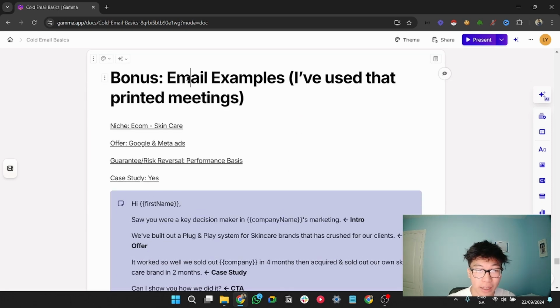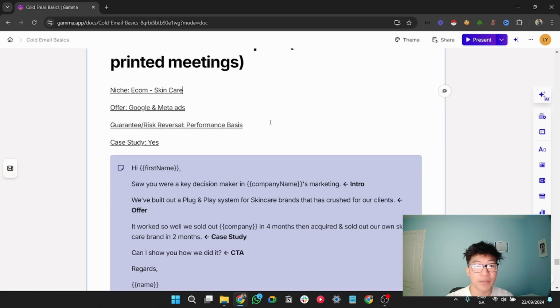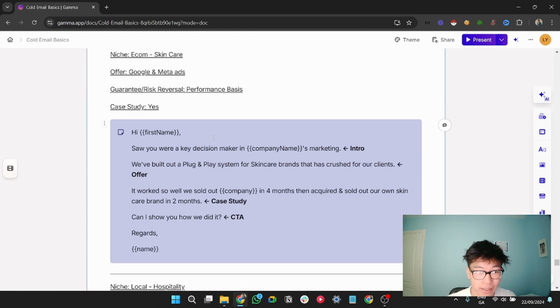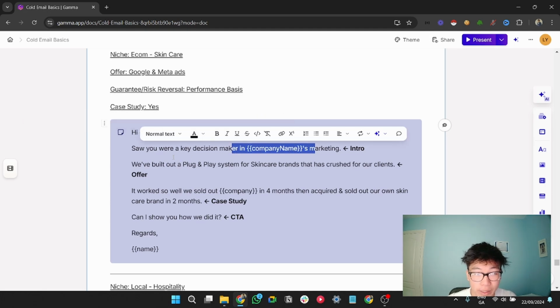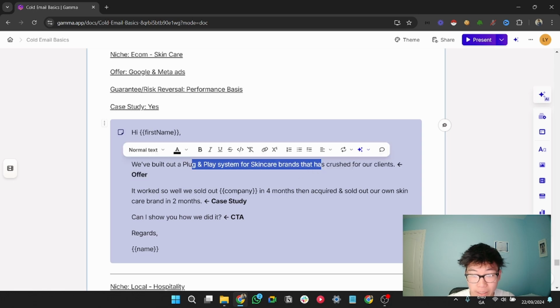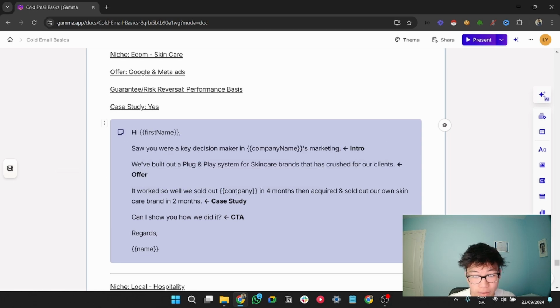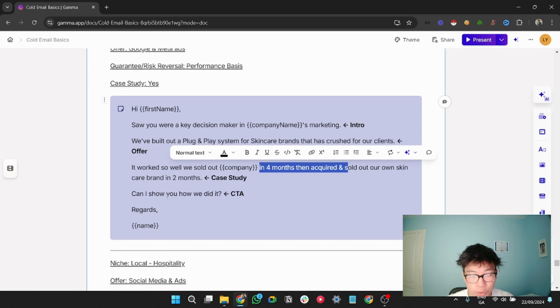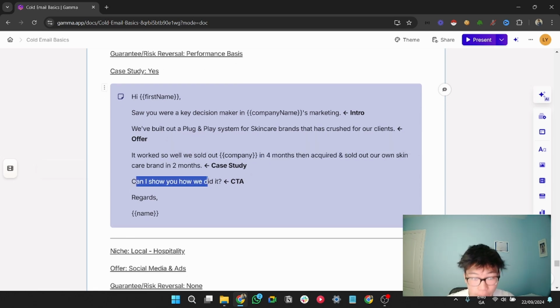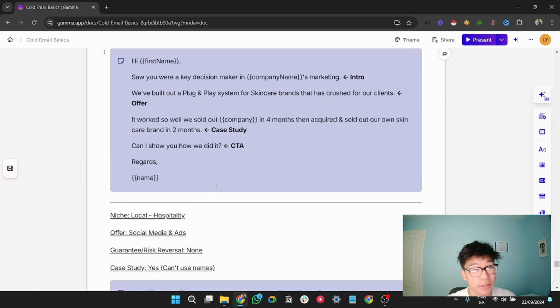So here's some bonuses. Email examples I've used that printed meetings. This is ecom skincare, offers Google and meta ads, guarantee and risk reversal, performance basis, case study, yes. Hi name, saw you were a key decision maker in company name's marketing. We've built out a plug-and-play system for skincare brands that has crushed for our clients. It works so well, we sold our company. We grew a skincare brand in 4 months and sold out our own skincare brand in 2 months. Case study. Can I show you how we did it? CTA. So this ripped, booked calls, a lot of responses. I'm pretty sure I ran out of leads though, which was the problem, but whatever.